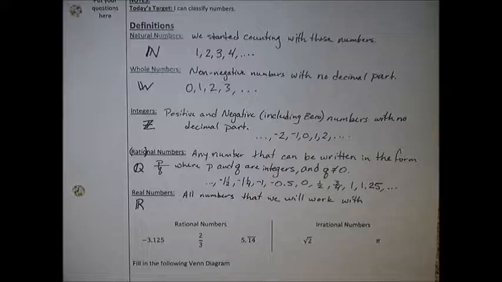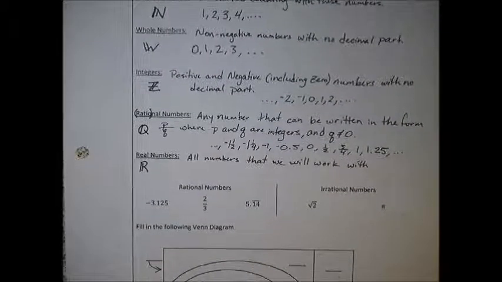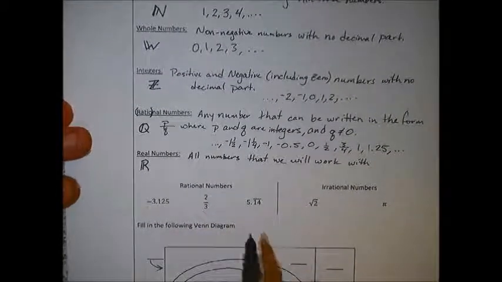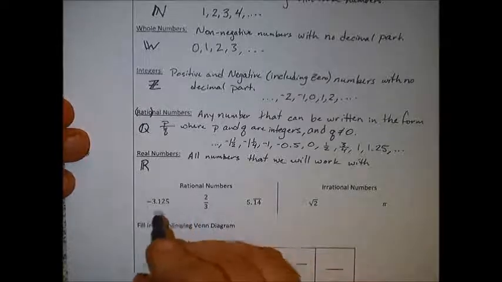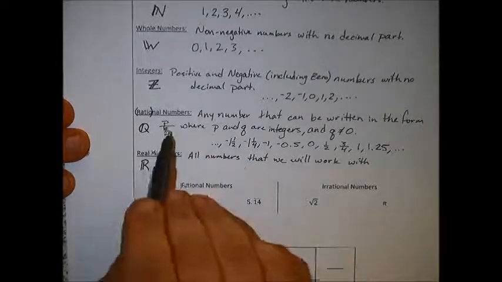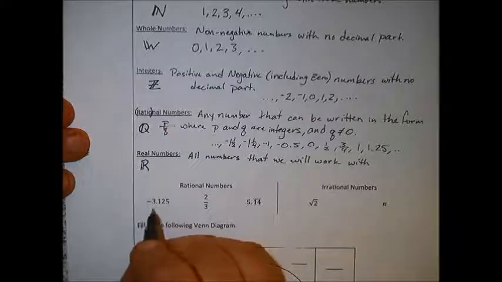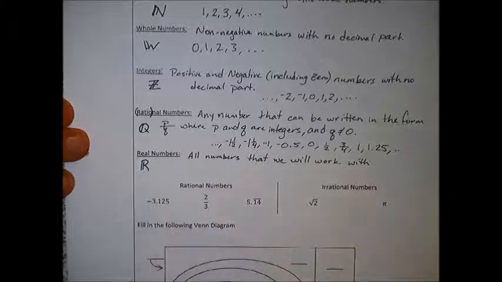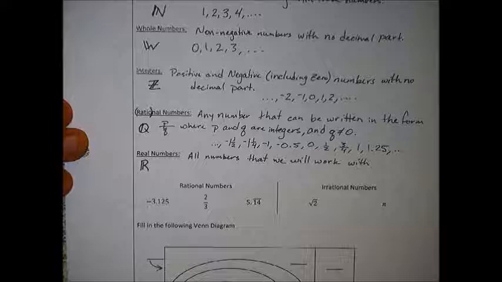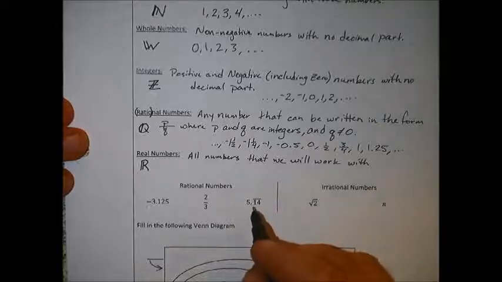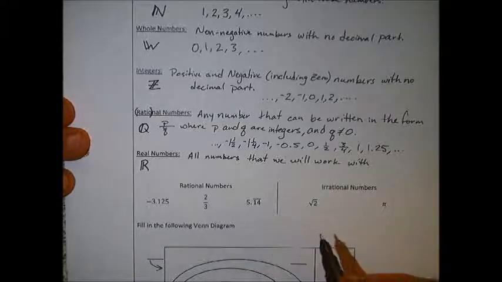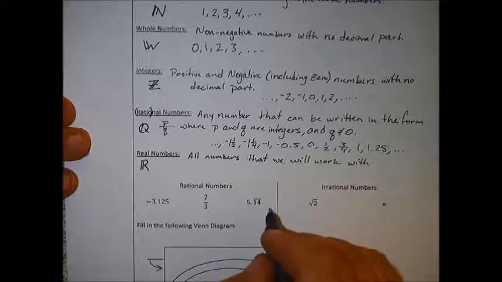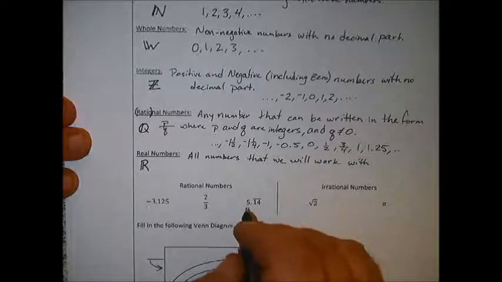So what we define the real numbers as is the set of all rational and irrational numbers. Okay, rational numbers. Again, we said anything where you can write it as a fraction. Any decimal, and you may have done this in the past, can be written as a fraction, even repeating decimals. That's what the bar over the 14 in 5.14 means. That is a repeating decimal, and that can be written as a fraction.